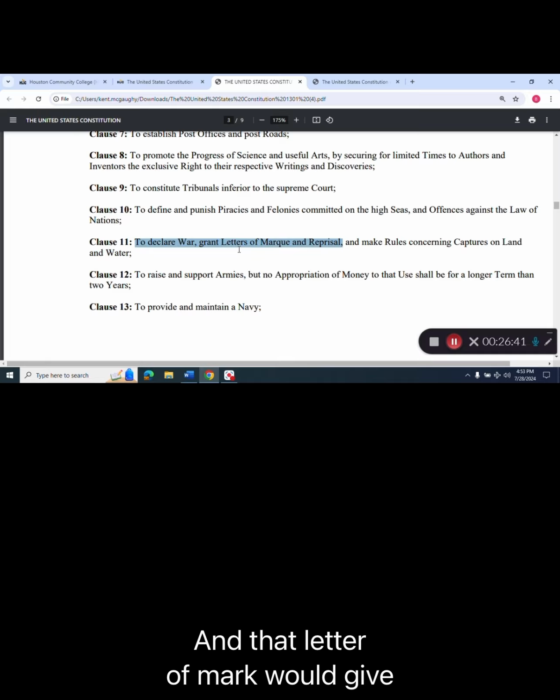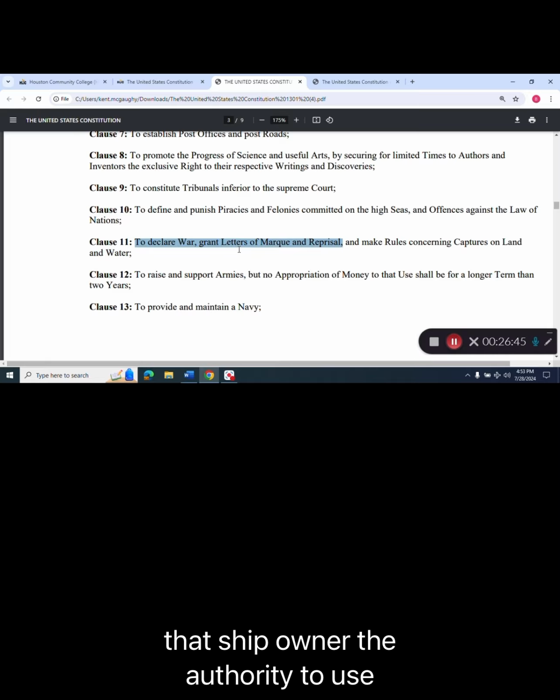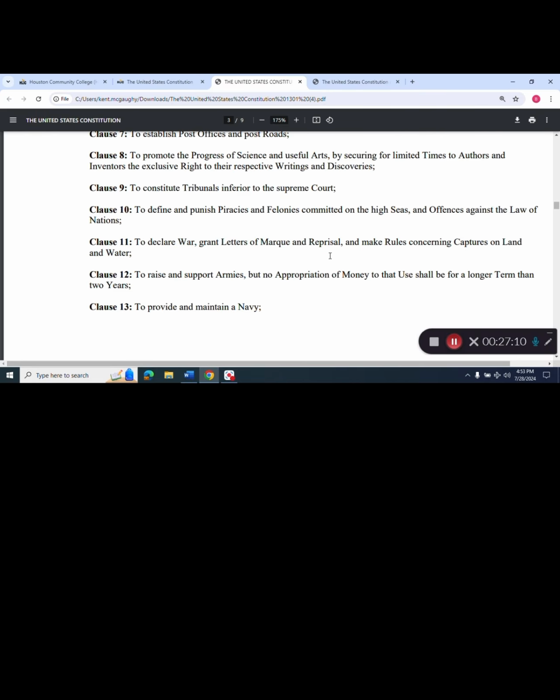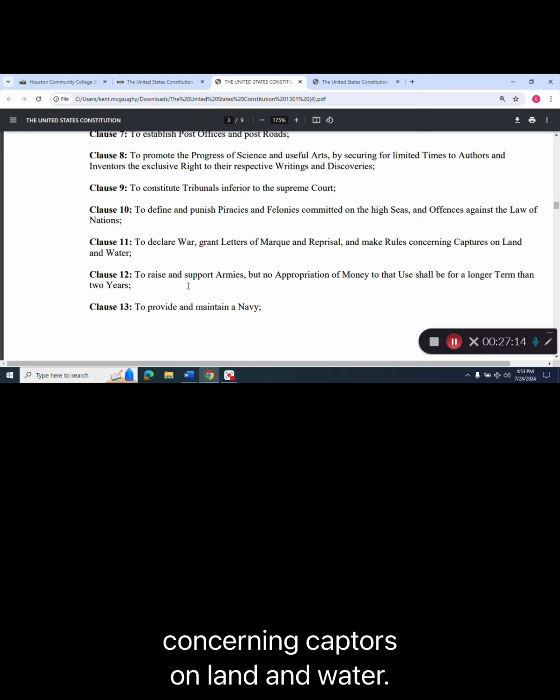And that letter of marque would give that ship owner the authority to use their ship for military purposes. So in other words, they could intercept an enemy ship and take its cargo. And they would have protection of international law because Congress had issued them a letter of marque. You don't have that today. That kind of thing is not necessary. And then Congress shall make the rules concerning captures on land and water.